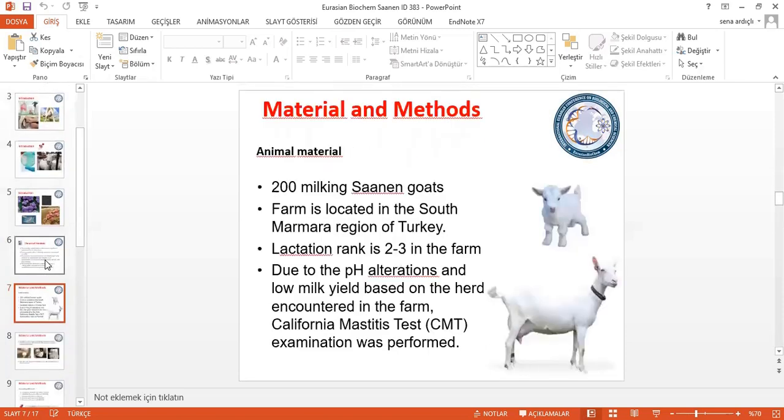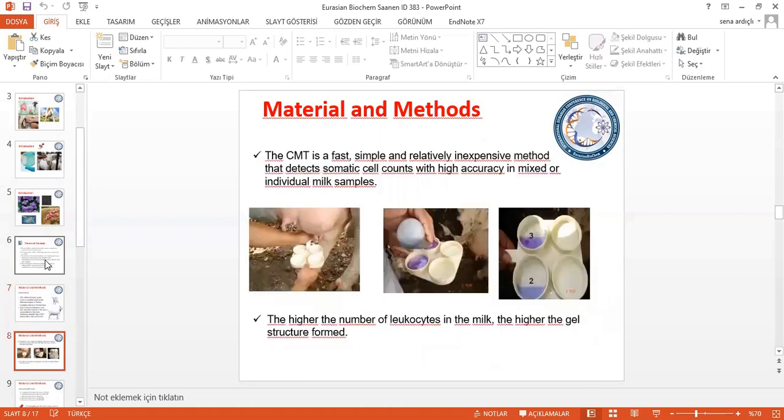200 milking goats were used in the study, and the farm is located in the South Marmara region of Turkey. Lactation rank is 2-3 in the farm. Due to pH alterations and low milk yield encountered in the herd, the California mastitis test examination was performed. The CMT is a fast, simple, and relatively inexpensive method that detects somatic cell counts with high accuracy in mixed or individual milk samples.